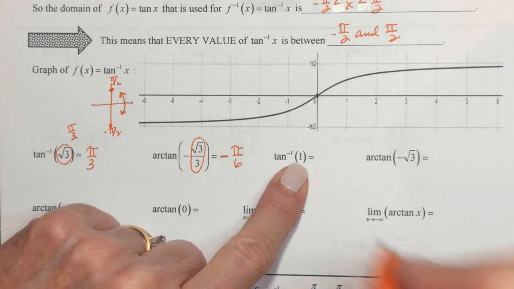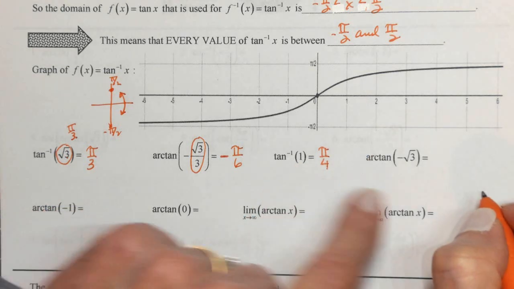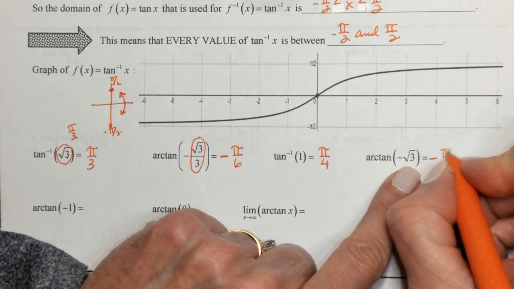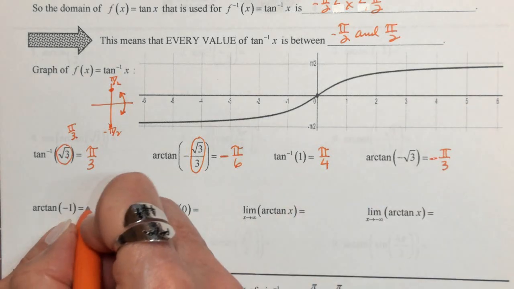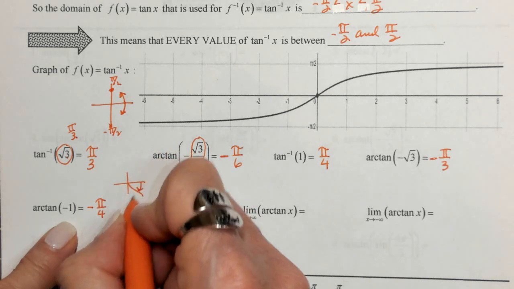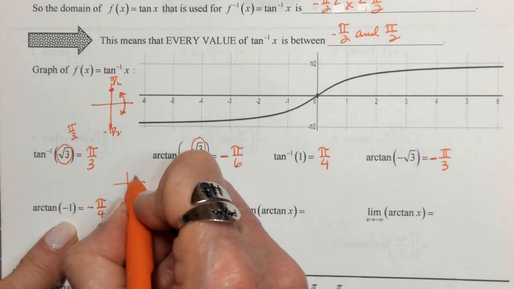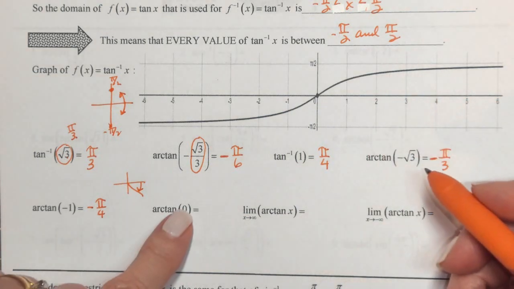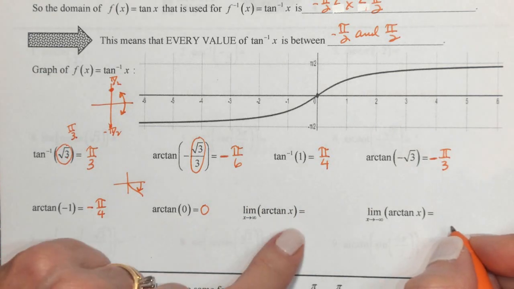Inverse tangent of 1 is the angle that makes tangent 1, and that's just pi over 4. And arctan of negative square root 3 will be negative pi over 3. Arctan of negative 1, negative pi over 4. That's down here in the fourth quadrant, but we go backwards to get there. We do not go around, because that would make us larger than pi over 2. Arctan of 0. What angle makes tangent 0? 0. Goes right through the origin.